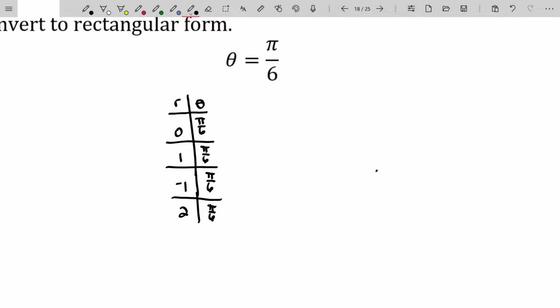So if I were to go plot the pole and the polar axis, and I were to say, okay, I'm going to plot this point. First, I'm going to turn through an angle of pi over 6, which is roughly that short little angle right there. And I'm going to step out 0 units.